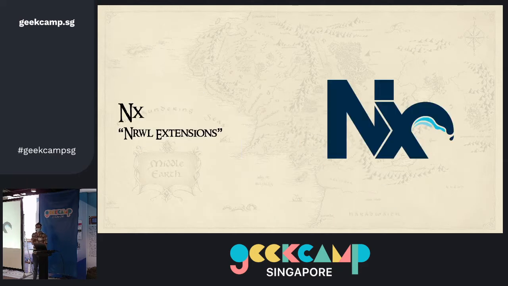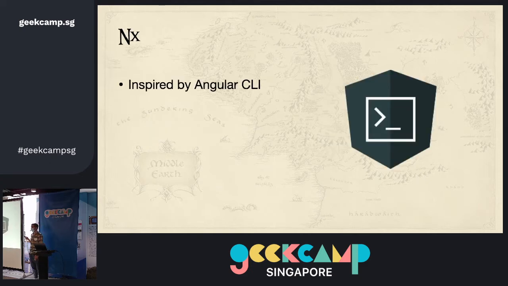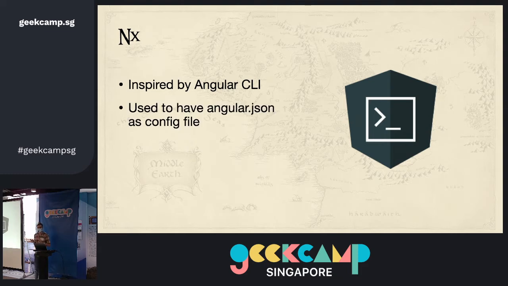Now comes NX. NX is built by Narwhal, which is a company that maintains some tools. Initially, it's based on the Angular CLI. It even used to have angular.json as a config file, but not anymore. We have a migration script if you want to add it into your repo as well. We have some plugins maintained by the Narwhal team, but also from the community, and most of them have a code generator to help you generate some boilerplate as well.